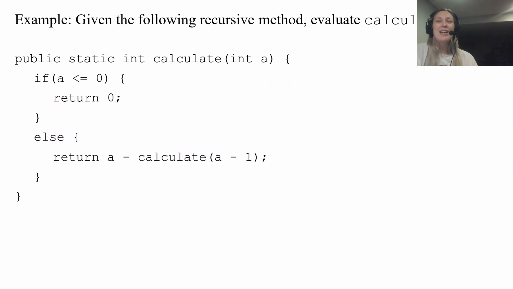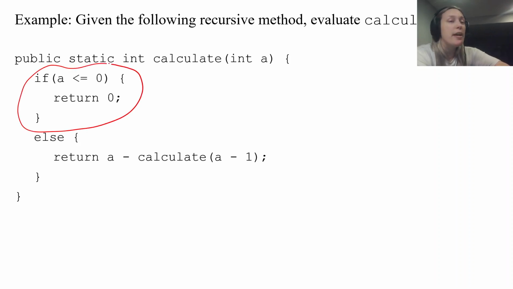So here is a recursive method, and we are going to evaluate it using the top-down technique. I want you to look at this. It says, given the following recursive method, evaluate calculate for. Calculate is the name of the method, and notice in here I have an if-else statement. If a is less than or equal to 0, return 0. So this right here, this is my base case. Once a is equal or less than 0, I return 0, and I have no more method calls. Otherwise, notice the else statement here.